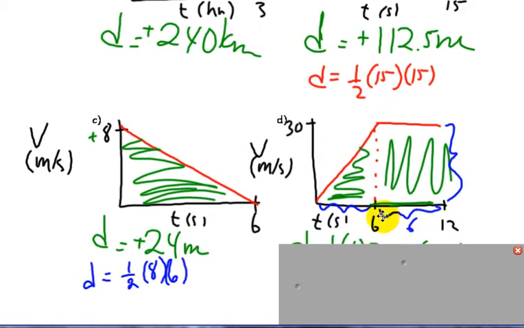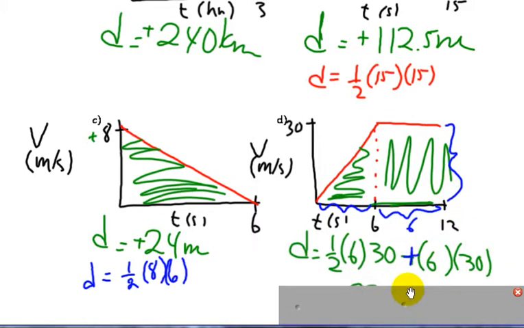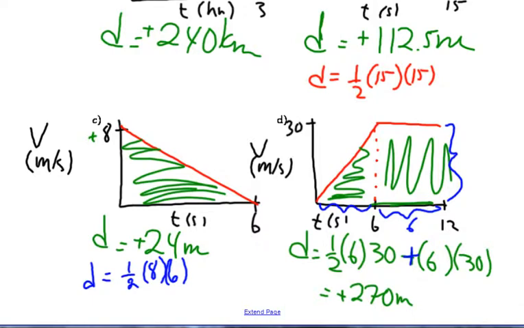Be careful here with this length here though. We're from 6 to 12. That is in fact 6 seconds have elapsed in this area. 6 seconds have elapsed in this time. So just be careful of that. Don't refer to this bottom rectangle as 12, which is a common mistake that some people make. So what we do there is we combine both of those areas. So 1/2 of 6 times 30 combined with or added to 6 times 30. And we get plus 270 meters as a result.